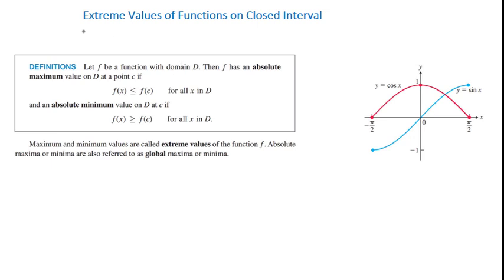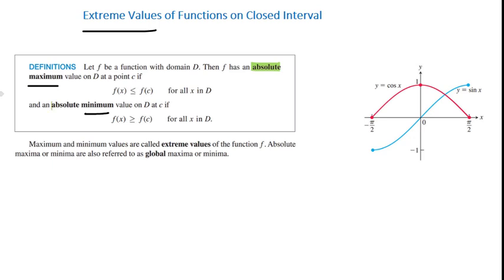Hey everyone, in this video we're learning about extreme values. So our extremes are our maximums and our minimums, our highest and lowest points on a graph. So we're looking at closed intervals, and we'll be starting with what are called an absolute maximum and an absolute minimum. And so the absolute maximum is the highest point on the graph.